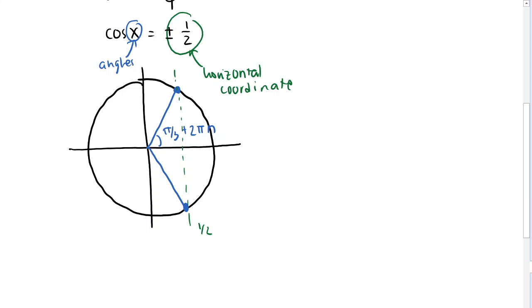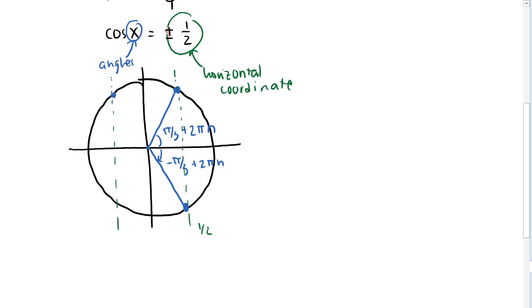So if I add on any multiple of 2 pi to pi over 3, we'll get a solution. And similarly here, if I have negative pi over 3, or any coterminal angle, I'll end up at this bottom point. But that's only giving us angles which give us an x value, or a horizontal coordinate, of positive 1/2. What about a negative 1/2? Well, that would be about here.